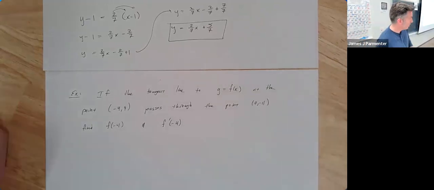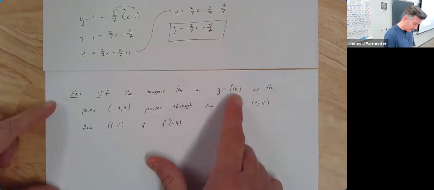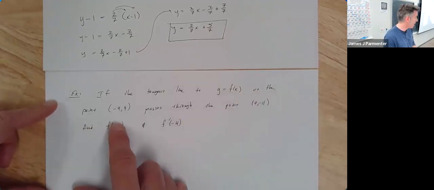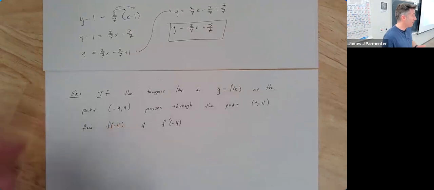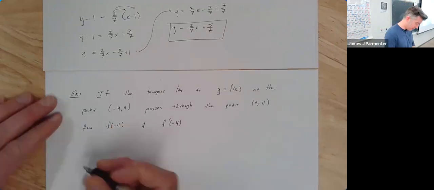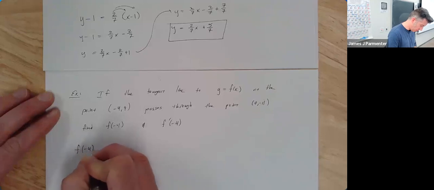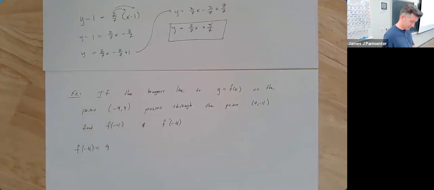Okay, so here's the thing. This function has the point (-4, 9). That means f(-4) must be equal to 9, because the x value is -4 and the corresponding y value is +9. So f(-4) is not too terrible. It's just 9. That's it.